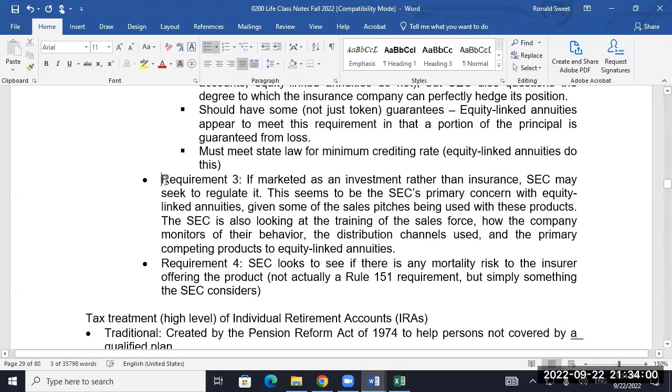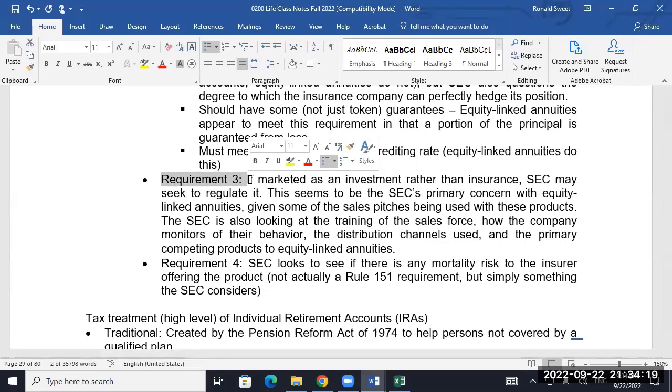The third requirement they look at, and they're not saying you have to meet all of these to be exempt, this is the criteria they look at, but it's a little subjective. And I think the third one is where the SEC is the most concerned about this product: how is it marketed? Is it marketed as an insurance product, or as an investment product? And this is where the SEC says this is really marketed as an investment product. The sales pitches sound more like they're working for Fidelity than for MetLife.